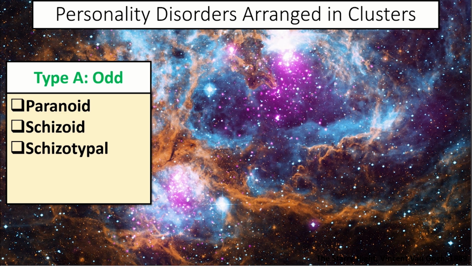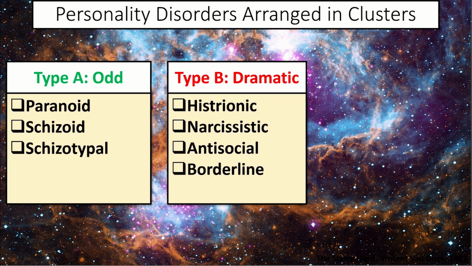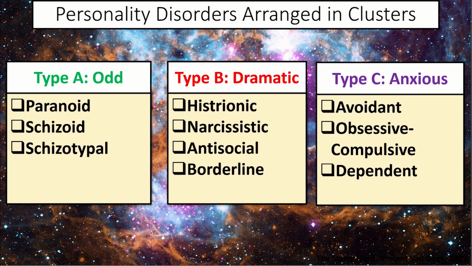To proceed, personality disorders are arranged into clusters. Type A is the odd personality disorder cluster, which includes paranoid, schizoid, and schizotypal. Type B is dramatic, which includes histrionic, narcissistic, antisocial, and borderline personality disorder. And type C is the anxious, which includes avoidant personality disorder, obsessive-compulsive, and dependent personality disorder. I'll try to repeat these as we go so you can remember the clusters, but we'll start with type A, the odd group, which again is paranoid, schizoid, schizotypal.